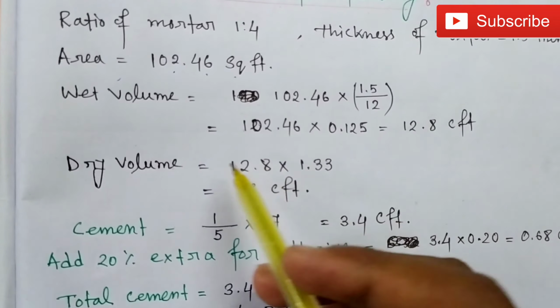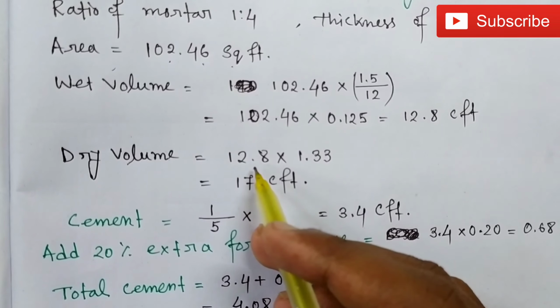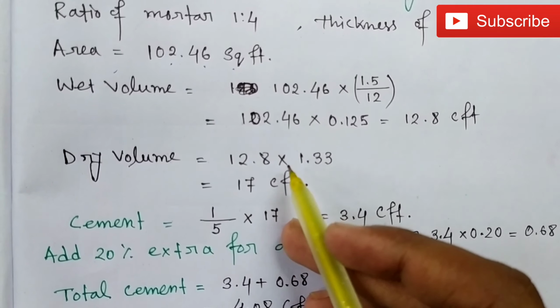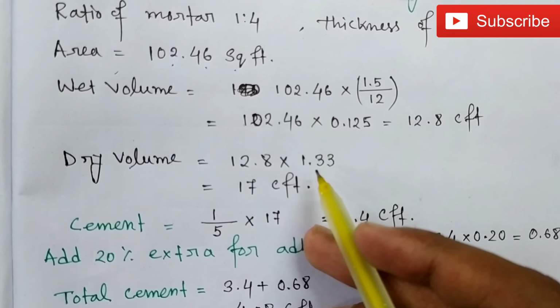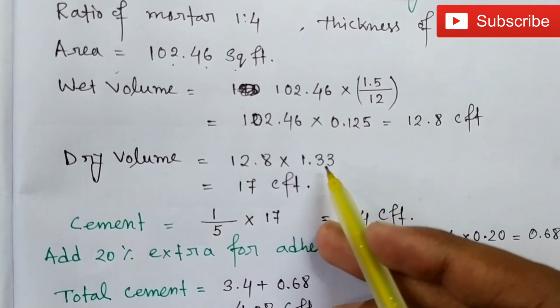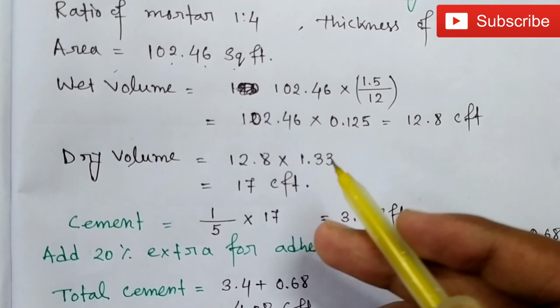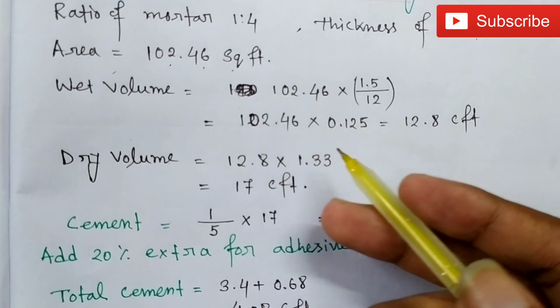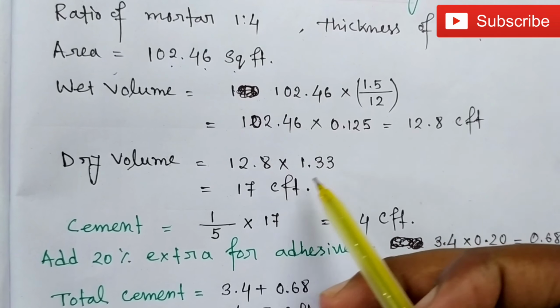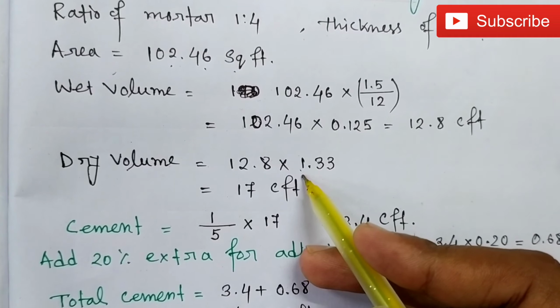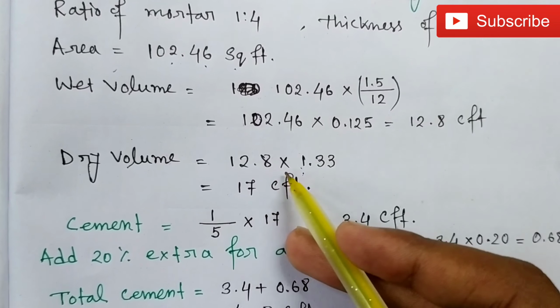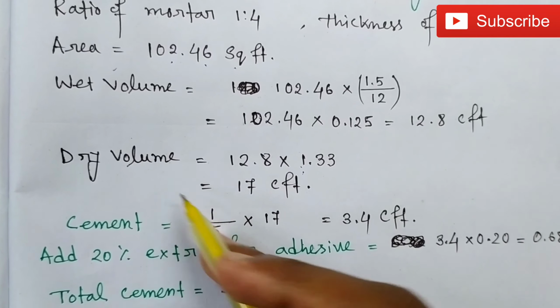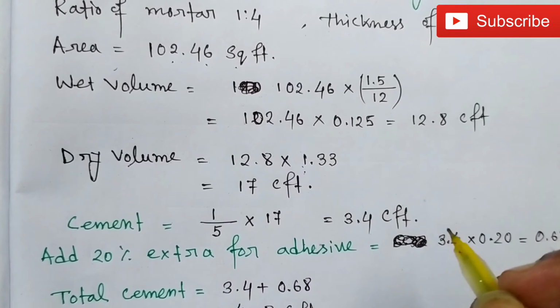Now we need to calculate the dry volume. For dry volume, we multiply with 1.33. This 1.33 is the 33% increase in dry volume. So we multiply 12.8 into 1.33. Our total dry volume is 17 cubic feet.